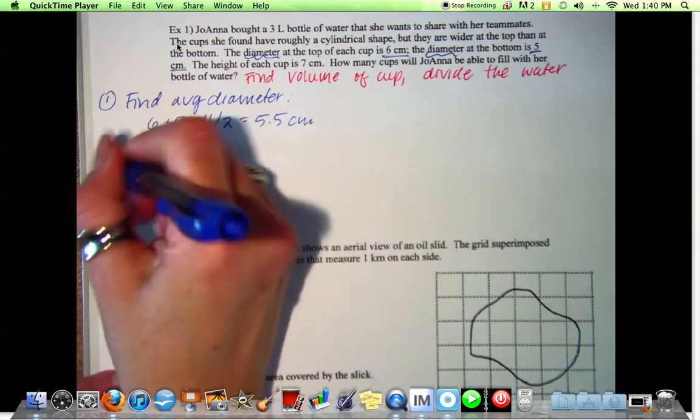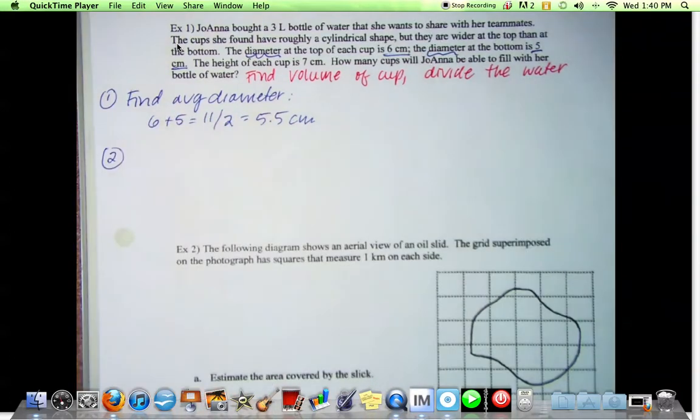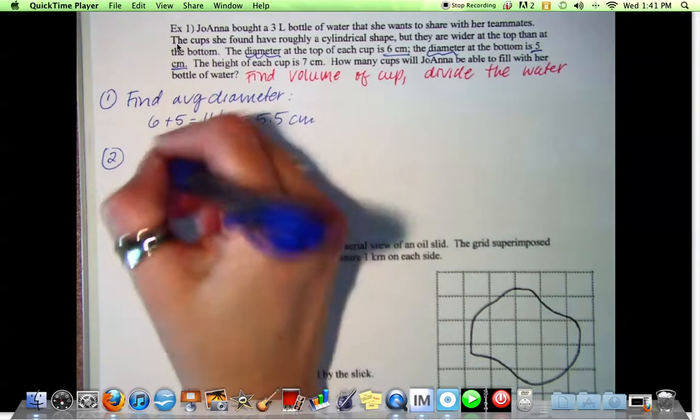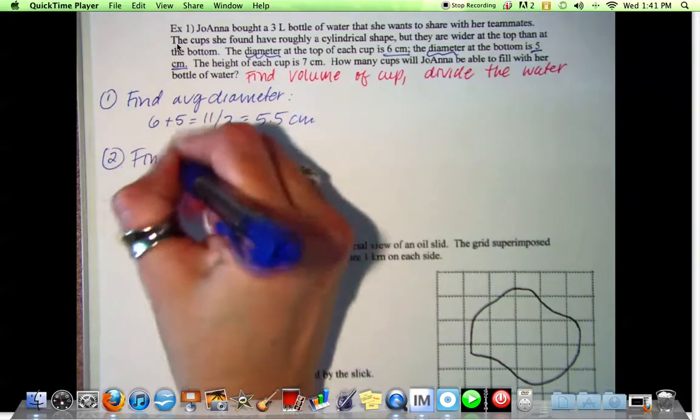All right. Find the volume of the cup. In order to find the volume of the cup, we need base times the height. Okay, so what is the shape of the base? It's a circle. How do we find the area of a circle? Pi times radius squared. Do we have the radius? We have the diameter. But you cut it in half. Right, so we find the radius.